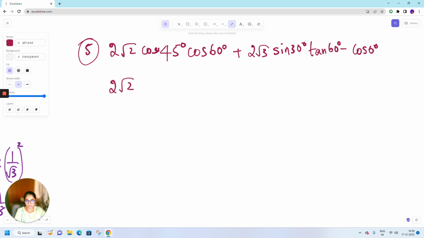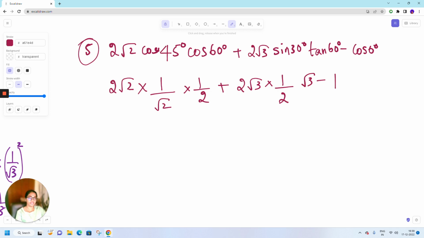That is 2 root 2 into what is cos 45 degree? It is 1 divided by root 2. What is cos 60 degree? That is 1 divided by 2 plus 2 root 3 into what is sine 30 degree? It is 1 divided by 2. What is tan 60 degree? It is root 3 minus cos 0 degree is 1.